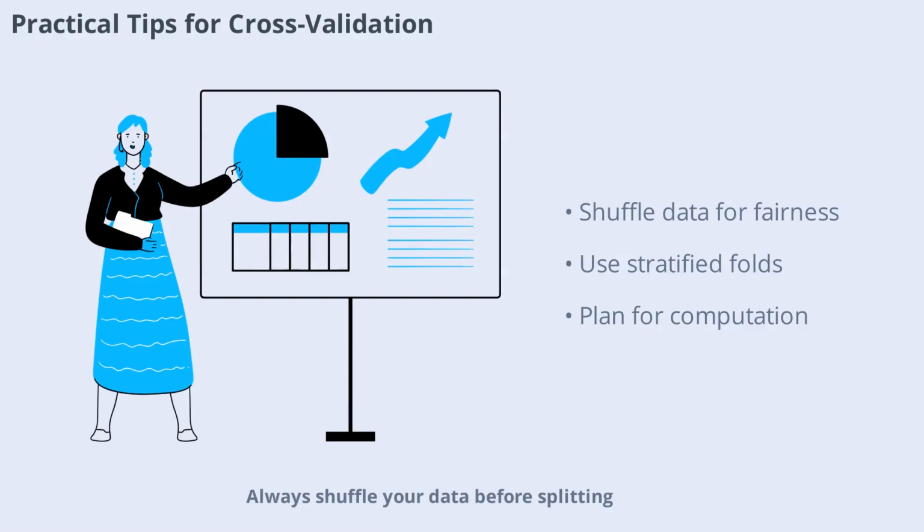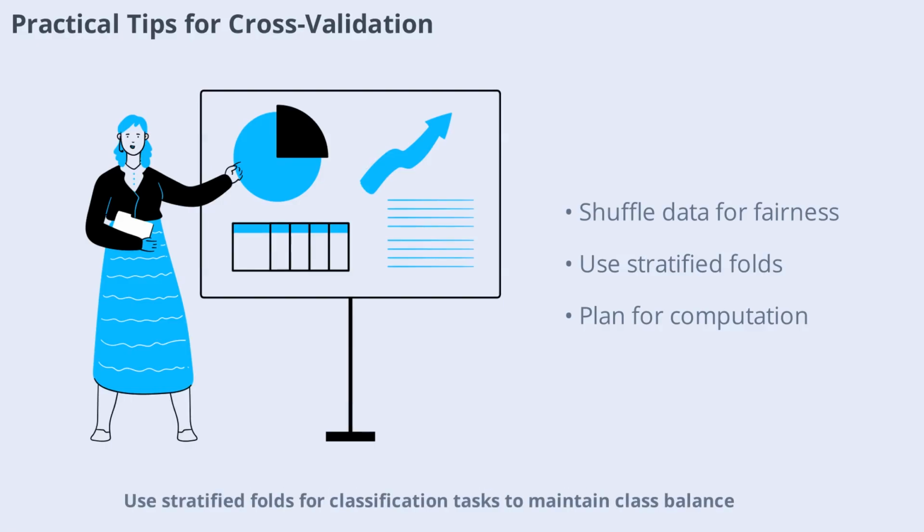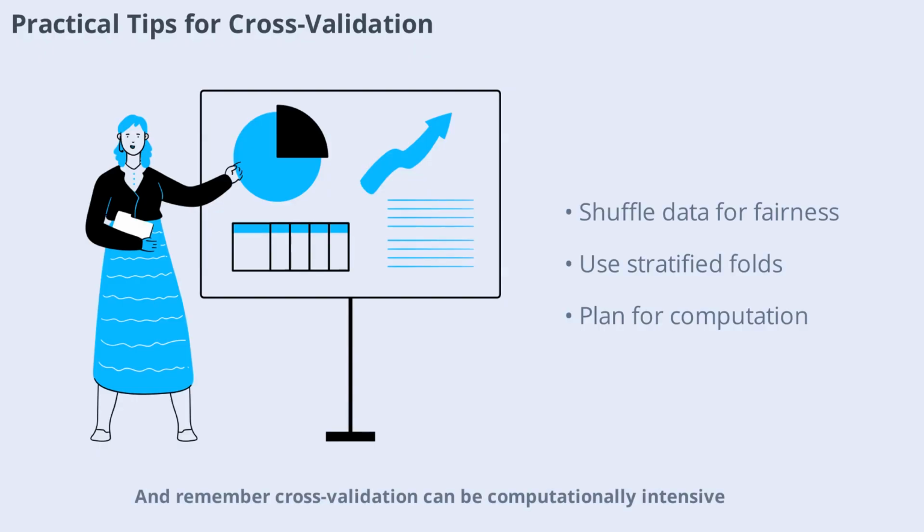In implementing cross-validation, there are a few practical tips to keep in mind. Always shuffle your data before splitting unless you're working with time series. Use stratified folds for classification tasks to maintain class balance. And remember, cross-validation can be computationally intensive, so plan accordingly if you have a large dataset or complex models.